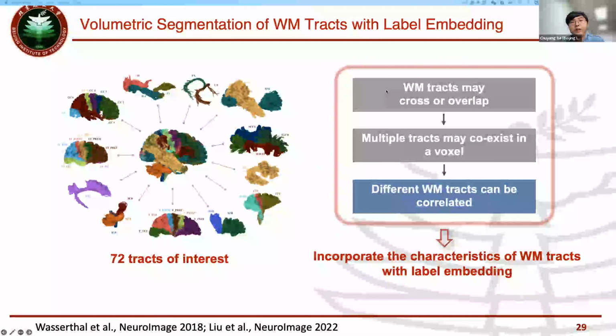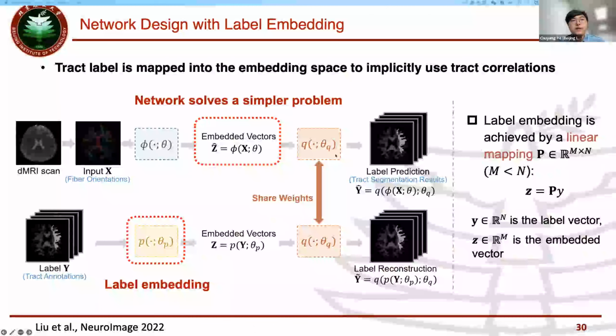And to do that, we want to incorporate some characteristics of white matter tracts. So we know that these tracts may overlap or cross. It means that in a voxel, multiple tracts can coexist. It also means that different white matter tracts can be correlated. So in this way, we incorporate this correlation with the label embedding. This means that we can map the tract label vector into a lower dimension embedding space because they have correlations.